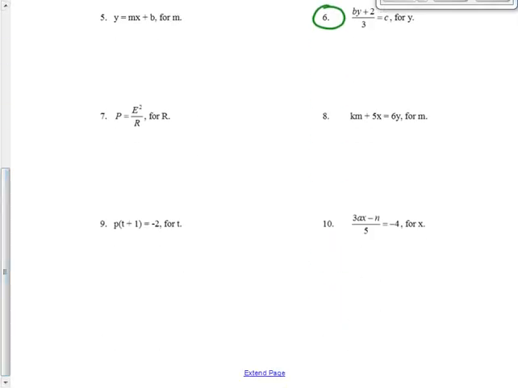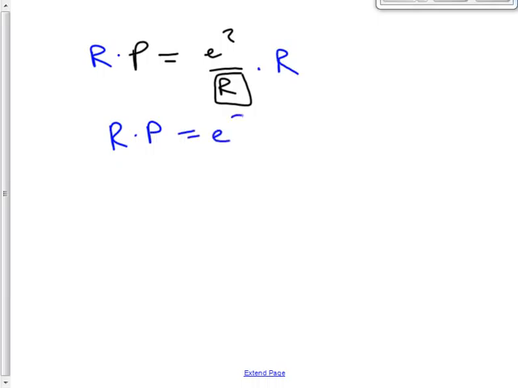Going through one that maybe is a little bit more difficult. Let's do 7. P is equal to e squared divided by r. And I want to solve for r. And so the first thing is I see a fraction. Get rid of the fraction. You see a fraction, I see a fraction, let's get rid of the fraction. So r times p is equal to e squared.